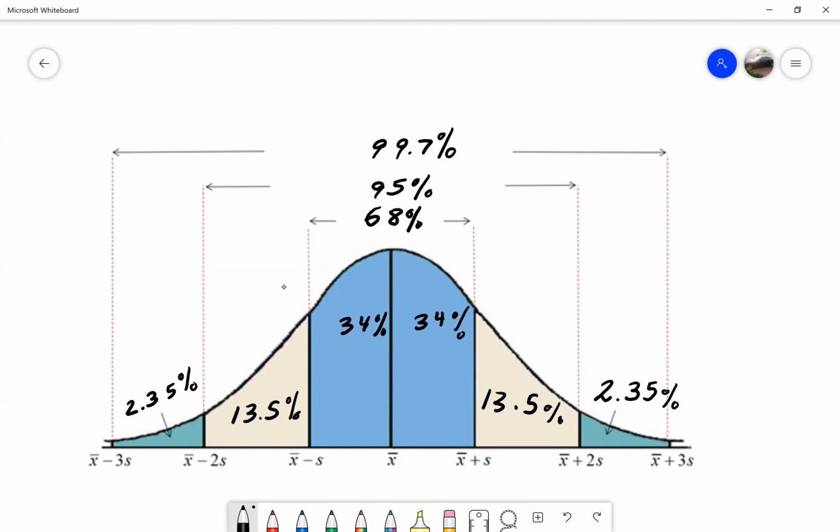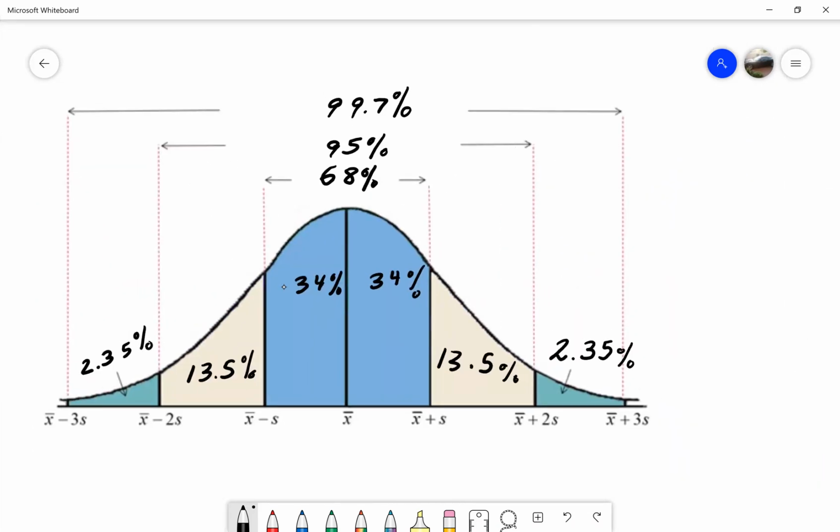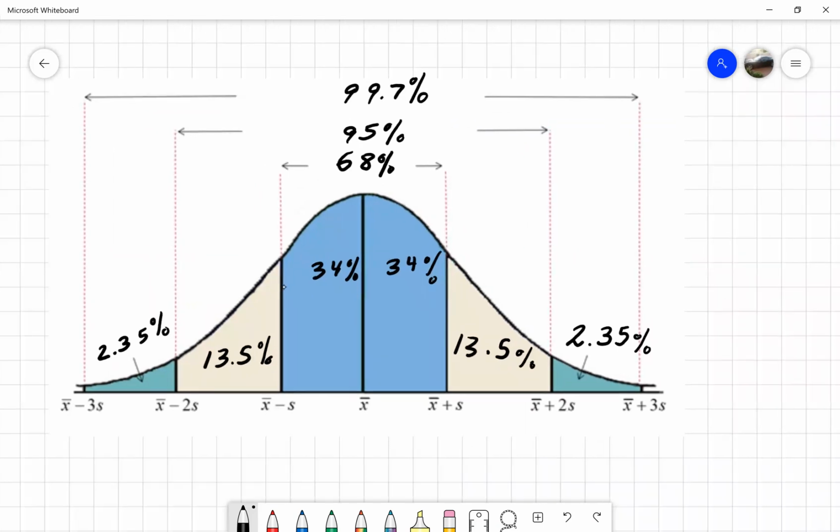All right, so back to the question I was being asked. These percentages are all the same for normal distributions. As long as it's bell-shaped, all you gotta worry about is the standard deviation. If it's one standard deviation away from the mean, you're gonna have 68% of data. It doesn't matter what curve we're talking about.